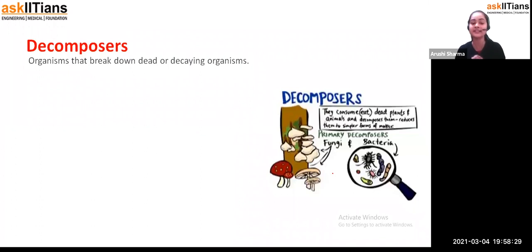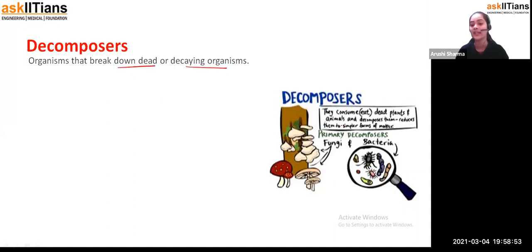Now coming to another type of organisms. These are the decomposers. Decomposers are very small in size. Even if you look with your naked eye, you are not able to observe them exactly because they are very small. Now what are the decomposers? These are the organisms, students, that break down the dead or decaying organisms.